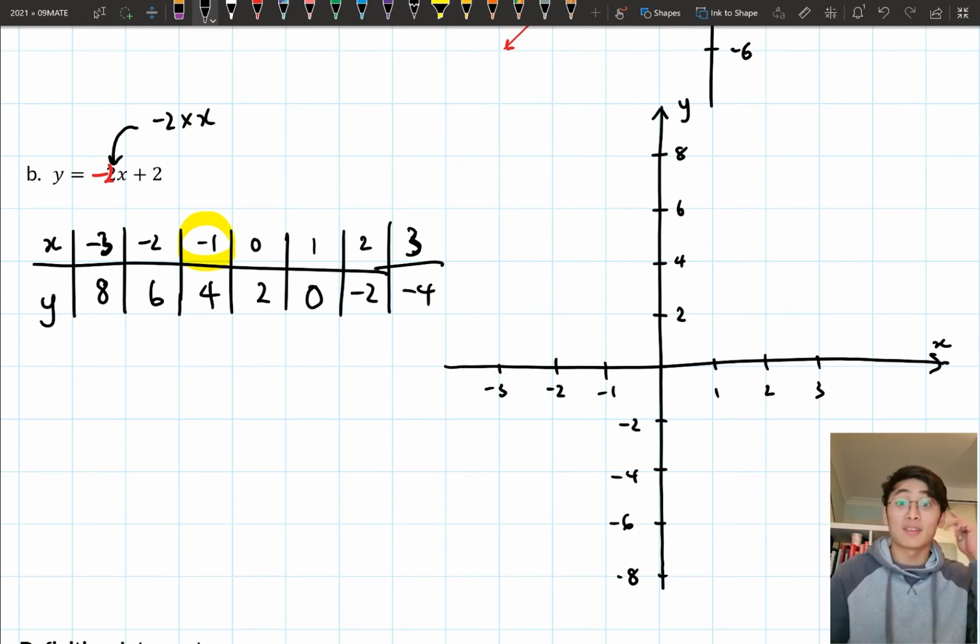So on my y-axis I'm going up by 2 and my x-axis I'm going across by 1 each time. As long as both of them are equal, as in you're doing it evenly across each one, it should be okay. So let's plot these points on.